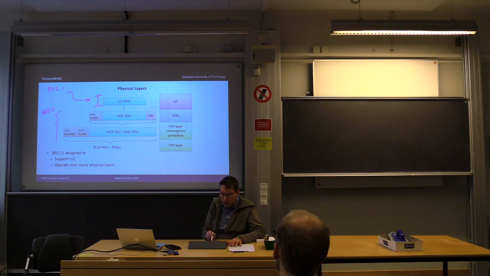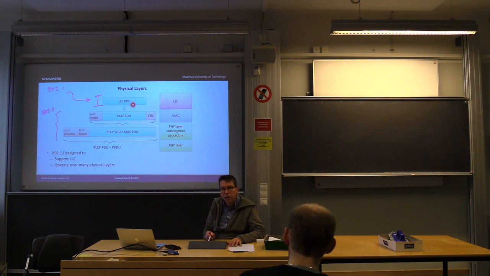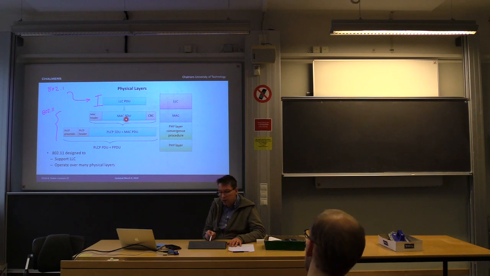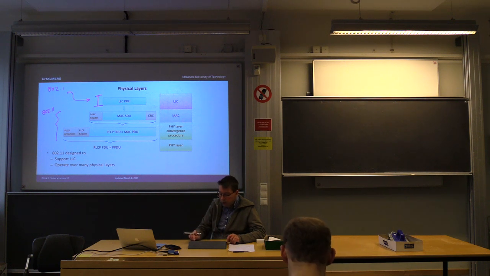So if you're into acronyms, there is a PDU on the LLC layer, and that becomes the MAC layer service data unit, SDU. The MAC layer SDU puts on the MAC header and a CRC to protect the frame. This together then forms the Physical Layer Convergence Procedure Service Data Unit, which happens also to be the MAC Layer Protocol Data Unit. And then we put on a preamble and a header in front of this. Okay, so 802.11 is designed to support LLC and then operate over many physical layers.